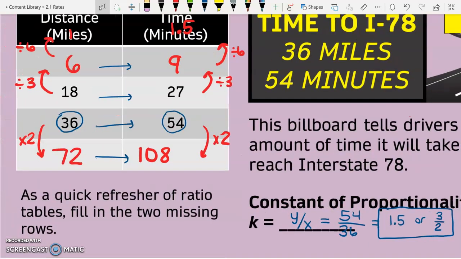So that means if we multiply 6 times 1.5, that gets us to 9. 18 times 1.5 gets us to 27. 36 times 1.5 gets us to 54. 72 times 1.5 gets us to 108. Again, that is our constant of proportionality, and because these are all the same, we know we are going to have a proportional relationship here.